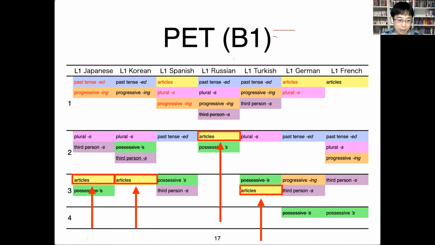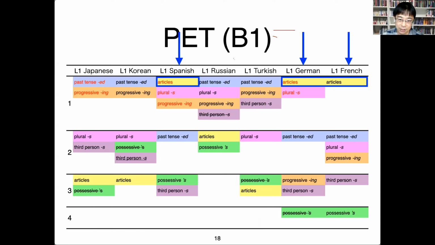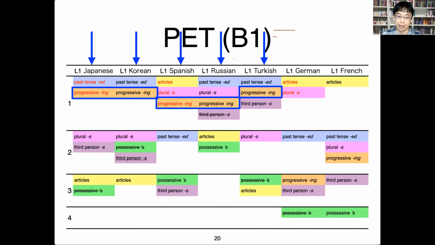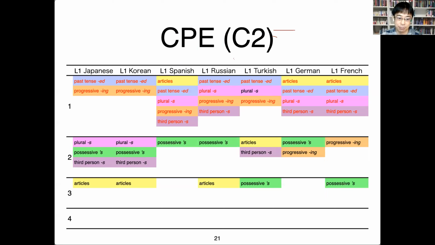If you look at articles, we can see that articles are one of the least accurate morphemes in L1 Japanese, Korean, Russian, and Turkish learners, whereas they are one of the most accurate morphemes in the other three L1 groups, Spanish, German, and French. Likely because Japanese, Korean, Russian, and Turkish are article-less languages, whereas Spanish, German, and French have roughly equivalent features to the English article. Similarly, progressive ING is somewhere in the middle in L1 German and French, whereas it is one of the most accurate morphemes in the other L1 groups. This is likely because German and French do not have the equivalent features to progressive ING, whereas the other L1 groups do.